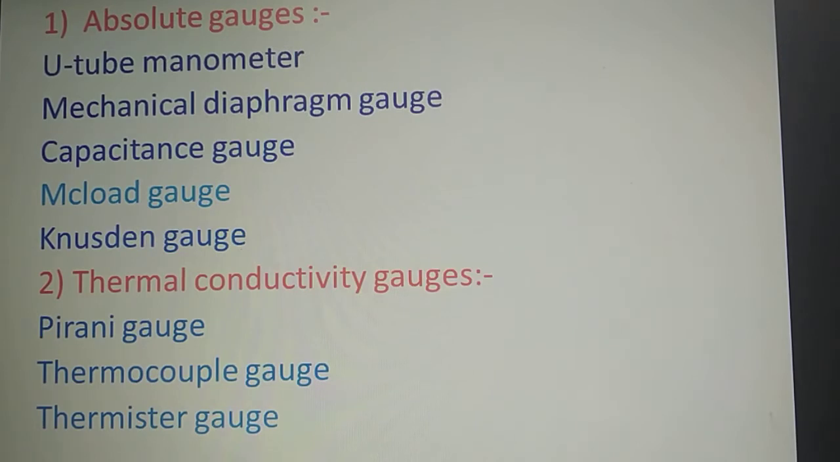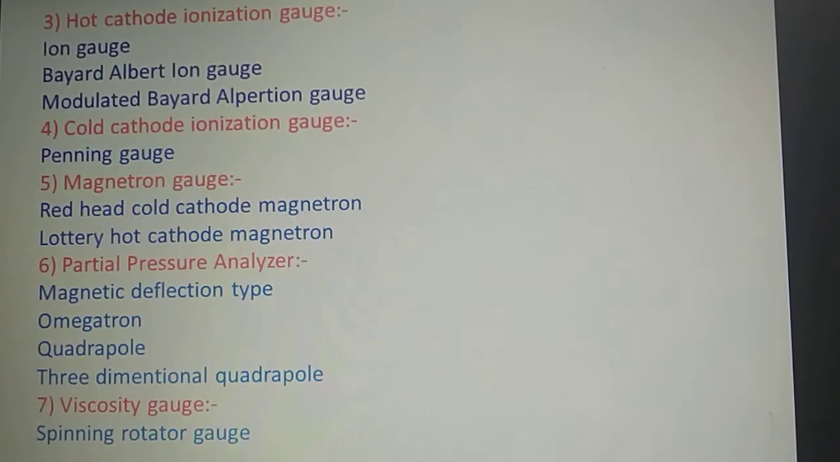Absolute gauge. What are the various types of absolute gauges? U-tube manometer, mechanical diaphragm gauge, capacitance gauge, McLeod gauge, and Knudsen gauge. These are all absolute gauges. All are not included in your syllabus, but these are various types which exist. So I have just enlisted all the types of gauges here. What are the various kinds of thermal conductivity gauges? Pirani gauge is a thermal conductivity gauge, thermocouple gauge, thermistor gauge. These are the thermal conductivity gauges.